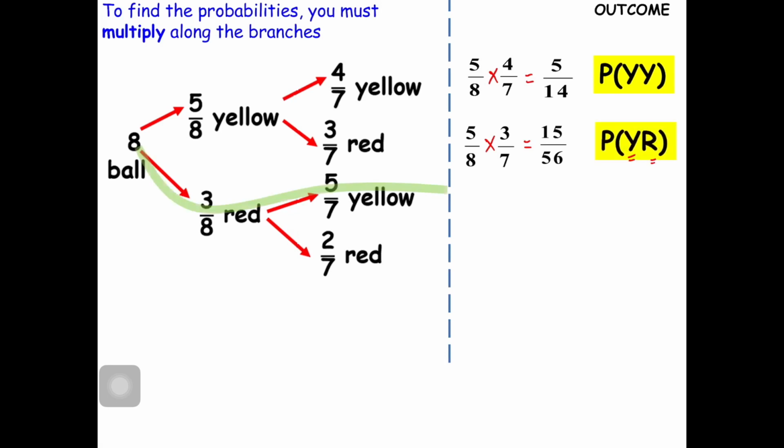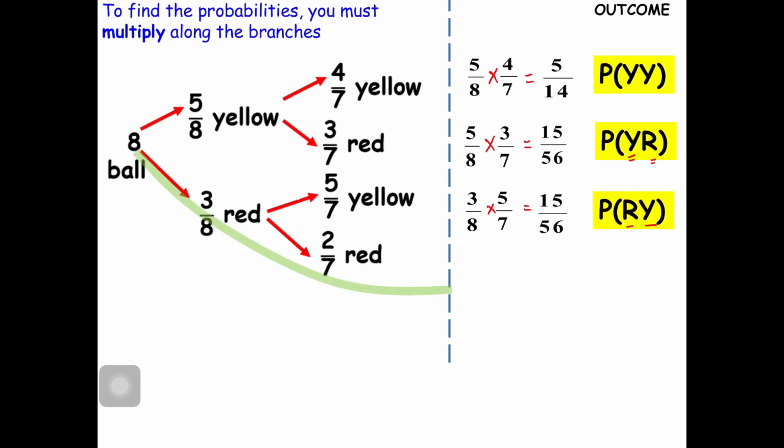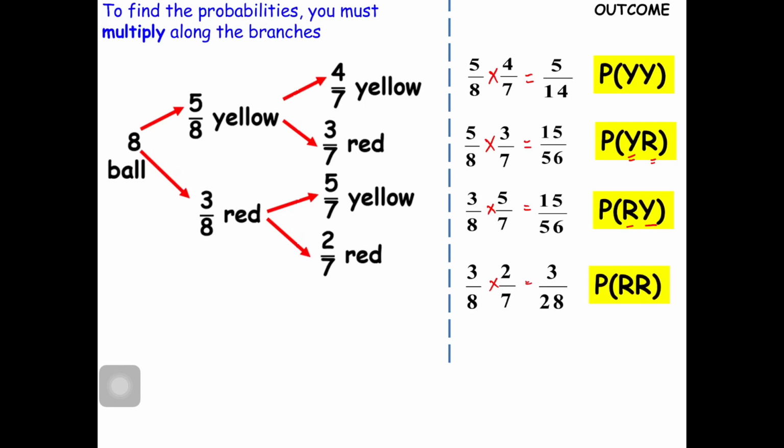And for the third branch, you will multiply along the branches 3/8 multiplied with 5/7 to get a value of 15/56 for the outcome of first draw is red, second draw is yellow. And for the fourth branch, you have 3/8 multiplied with 2/7. So you get a value of 3/28 for the probability of getting the first draw is red, second draw is also a red ball.